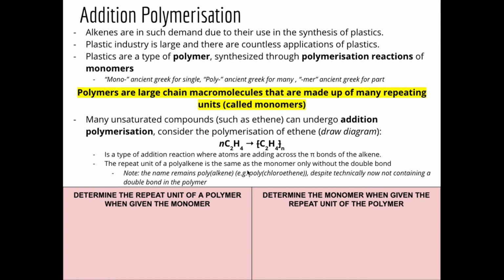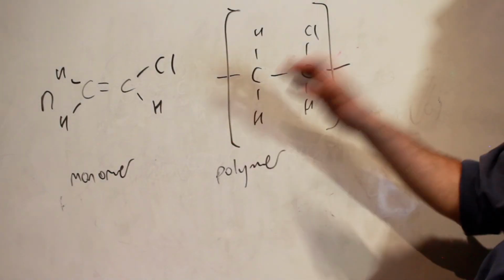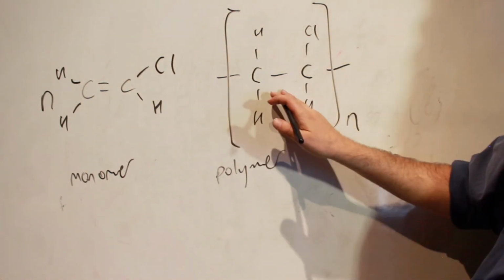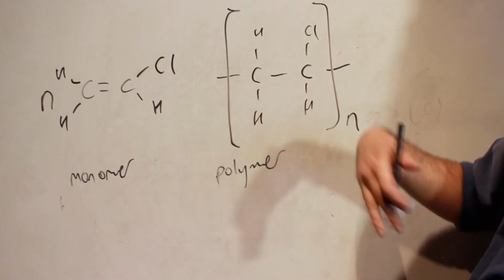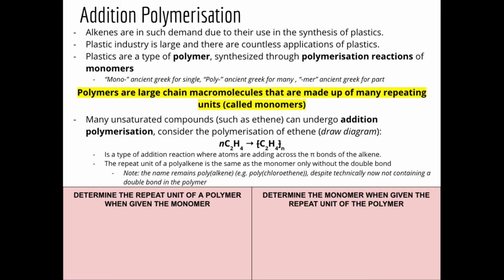Note, the name remains polyalkene, for example, polychloroethene or polyethene, as I have over here. Despite technically being an alkane, if it's made from ethene, well now this is chloroethene, this would be polychloroethene. Even though it's an alkane, the name comes from what you're saying the many parts were. Hopefully that makes sense.